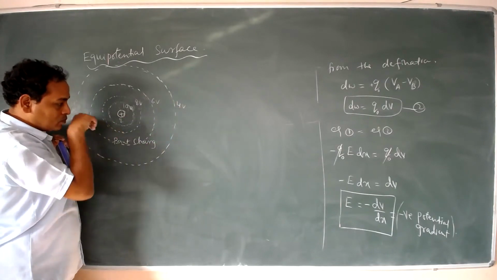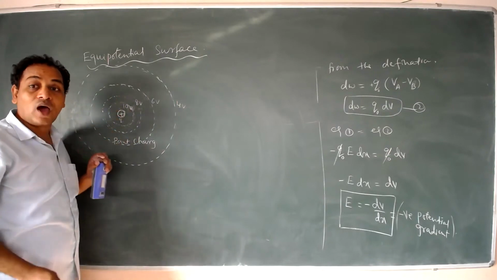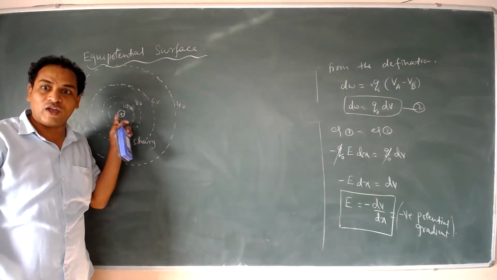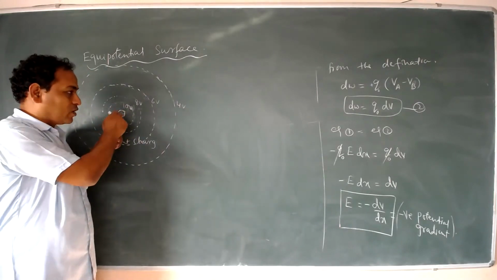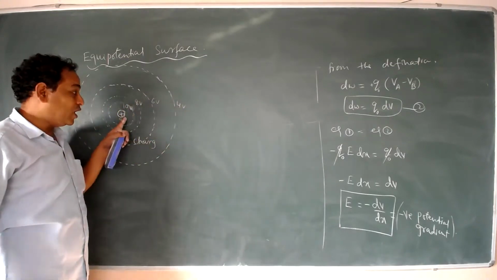That means equipotential surfaces are close to each other in the region of strong electric field. Here, the electric field will be strong. The electric field will be weak far away. So we can say that electric field.